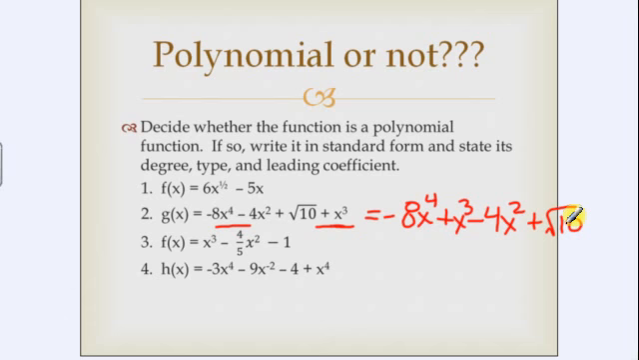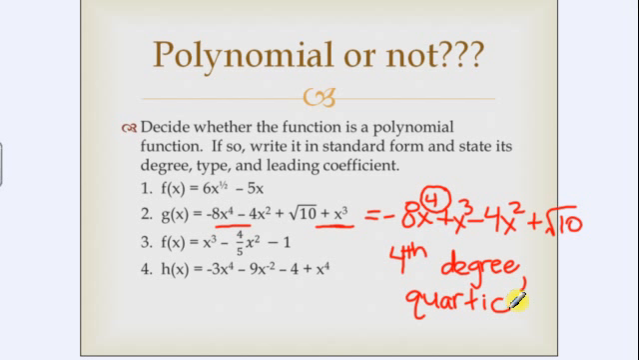The degree of this polynomial would be fourth degree, because we can see the highest exponent here is a 4. It has 4 terms, so we could call it a 4-term polynomial, and because it's fourth degree, we would call it quartic. The leading coefficient, I want to look in front of the x to the fourth, so the leading coefficient is negative 8.